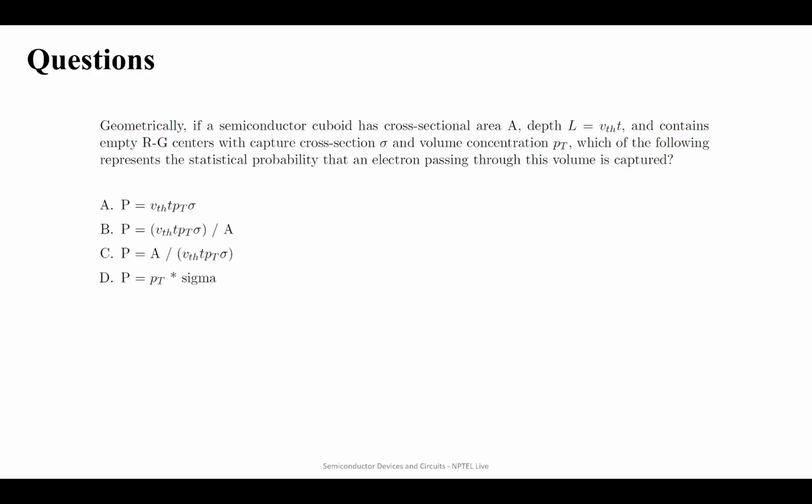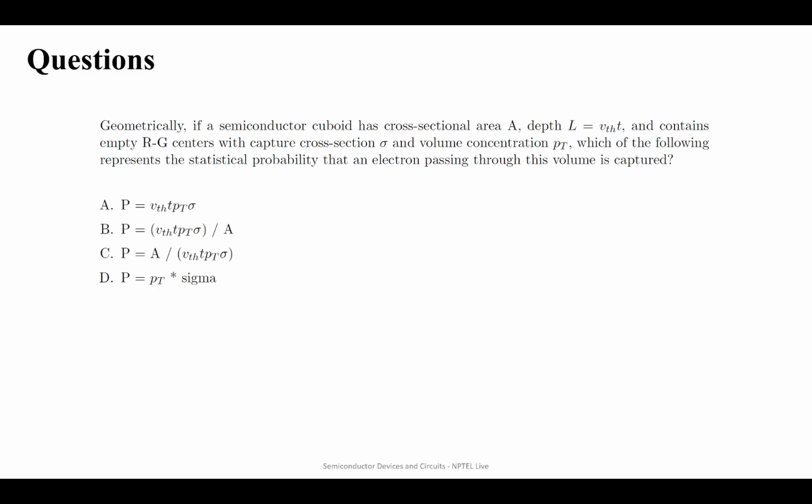Geometrically, if a semiconductor cuboid has cross-sectional area A, depth L equals V_th times t, and contains empty RG centers with capture cross-section sigma and volume concentration P_T, which of the following represents the statistical probability that an electron passing through this volume is captured?